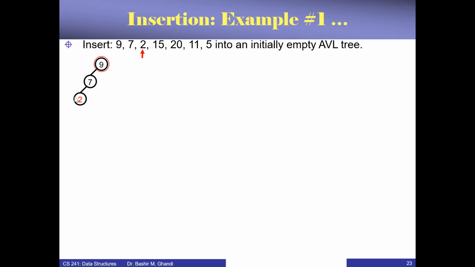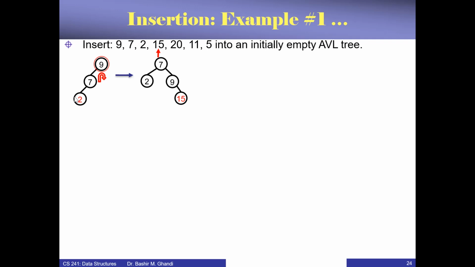Okay, so what is the solution? The solution of left is single right. So we're going to rotate 9 to the right. If you do that, this is what you will end up with. 7 will move up to become the new root. 9 will be to its right. So we are okay. So next we insert 15.